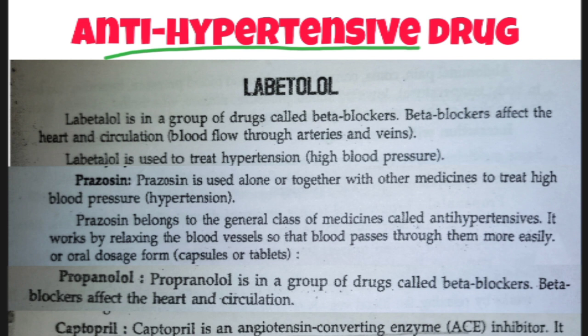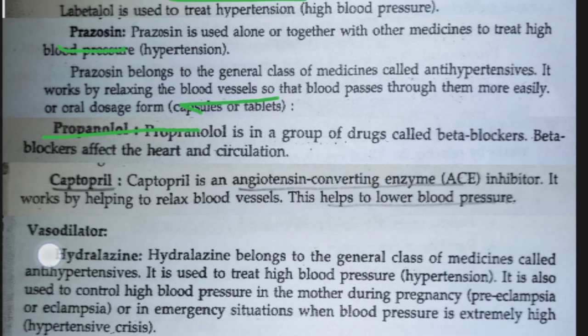Antihypertensive drug, this is the drug which works to reduce the blood pressure in the patient. We have labetalol and propranolol. These two drugs belong to a category known as beta blockers, and they reduce the BP by reducing the blood flow in the arterioles and veins. Next we have prazosin. Prazosin is a drug which helps to reduce the blood pressure by reducing the blood flow in the veins.